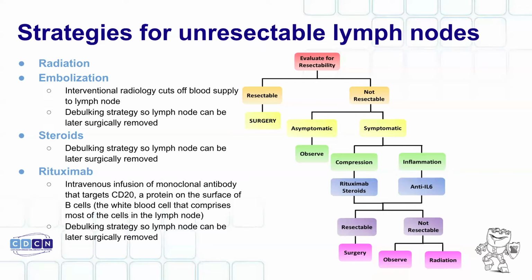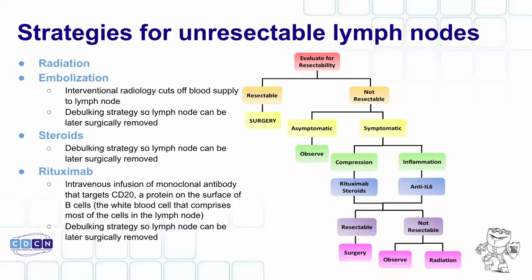Steroids can certainly shrink lymph nodes. Rituxan can also provide a treatment strategy for unresectable Castleman lymph nodes, because it basically is a monoclonal antibody that targets this molecule CD20 that's on the surface of B cells. And if you took a lymph node, smashed it up, and counted up all the cell types in there, most of them are B cells. About 85% of the cellularity of a lymph node are B cells.